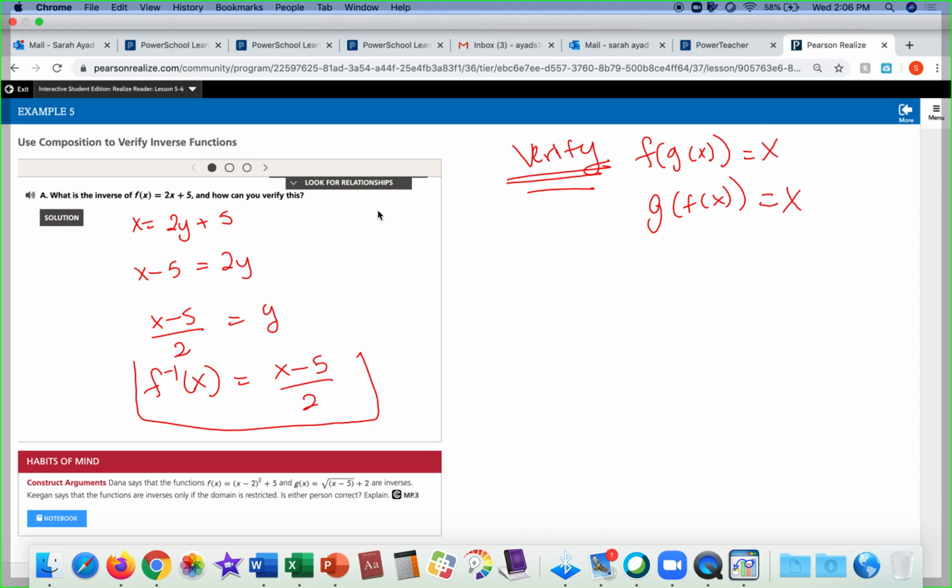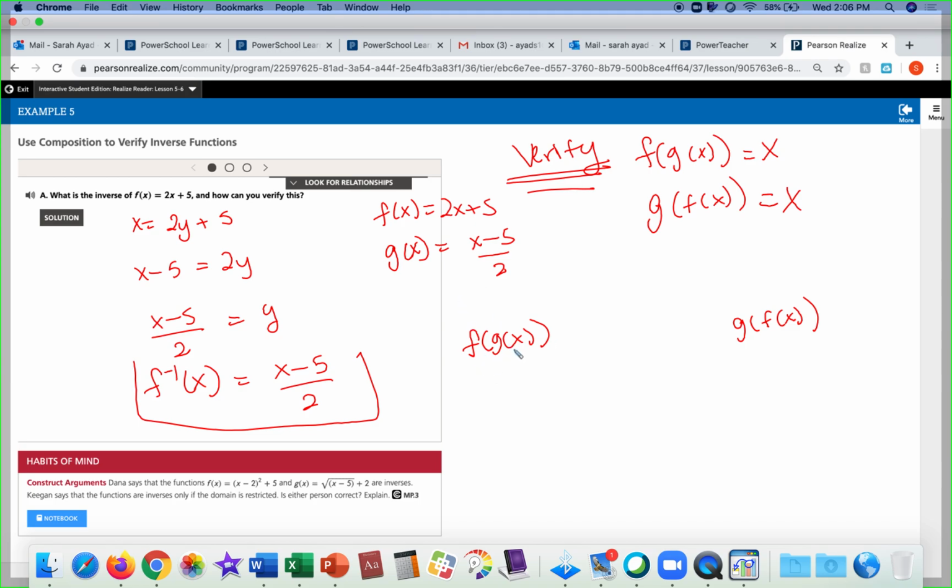So for this purpose, we have f of x equals 2x plus 5, and let's call our inverse g of x. Okay, this is what we got as our inverse, so let's call that g of x. If I want to prove, let's see if I got this answer right, I'm going to find f of g of x and g of f of x and show that I get x as an answer. If I don't, then I did something wrong.